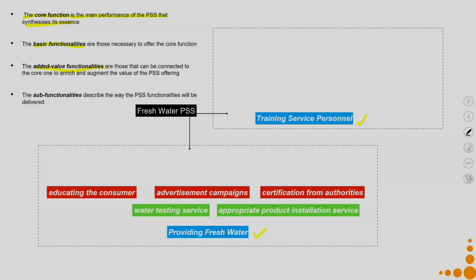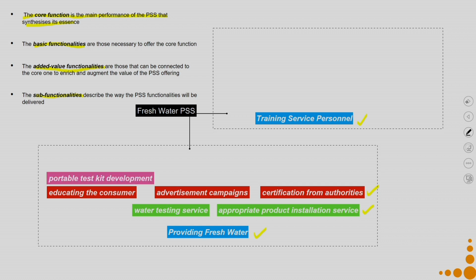The last one is the sub functionalities. These describe the way the PSS functionalities will be delivered. So, each of these functionalities, the core functionality, the basic functionality, the added value functionality, how they will be delivered is part of sub functionalities. So, sub functionalities describe the way PSS will be delivered.